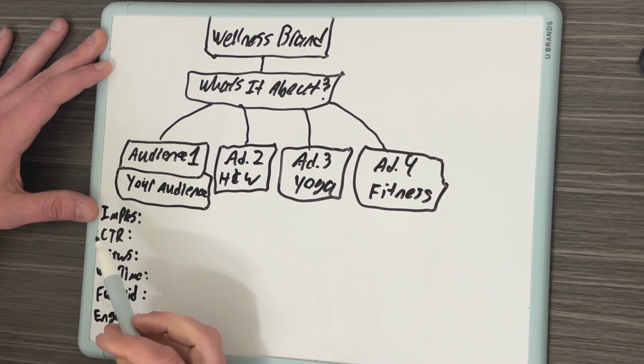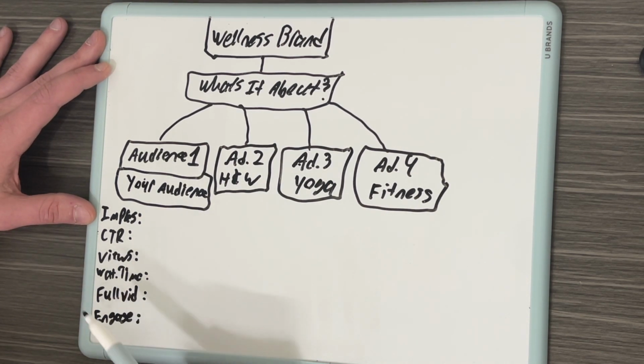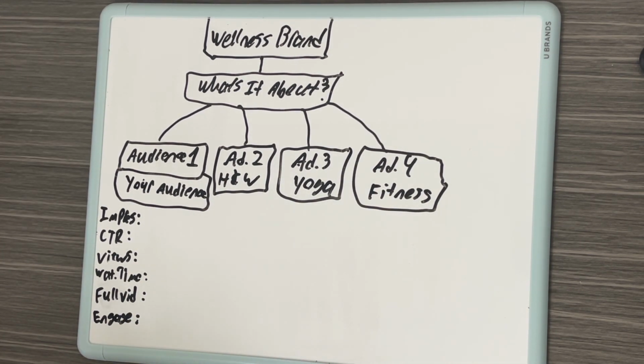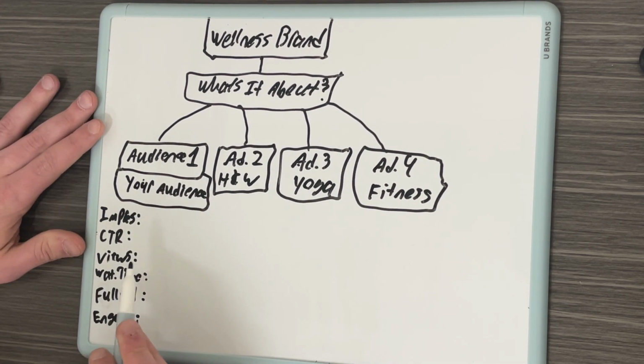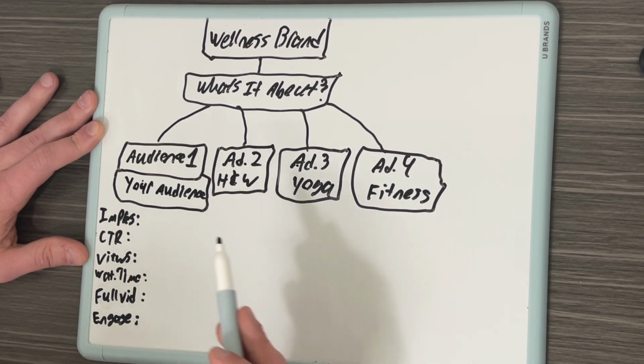All right, so I wrote down different categories of what they're going to test. So we have impressions, click-through rate, views, average watch time, watched the full video, and your engagement rate. And each one of these is going to have a different result for that. So these are the main factors that the algorithm is going to look at when testing different audiences and how your content is performing for each of those and whether or not it's going to push it forward.